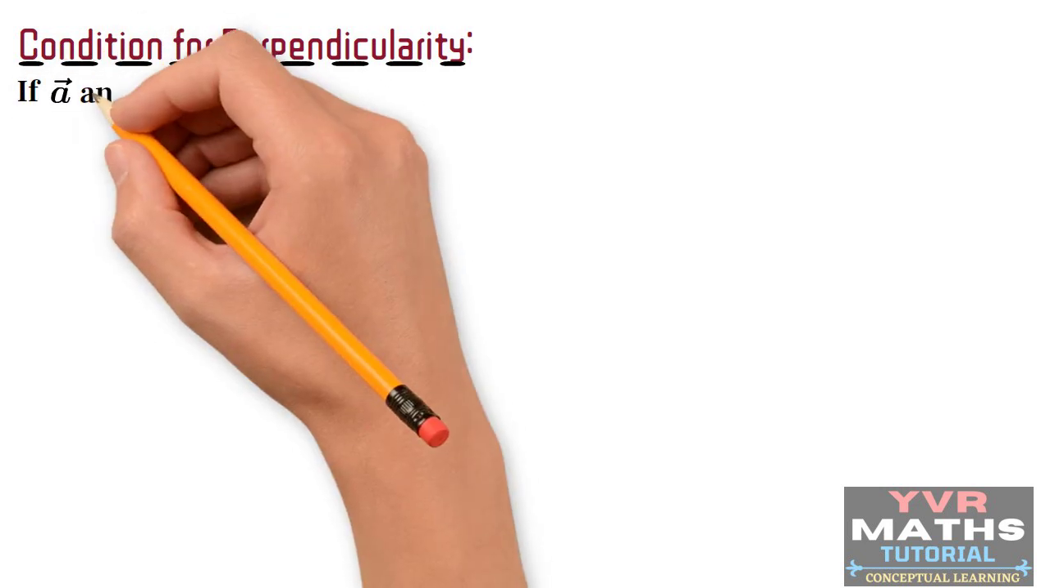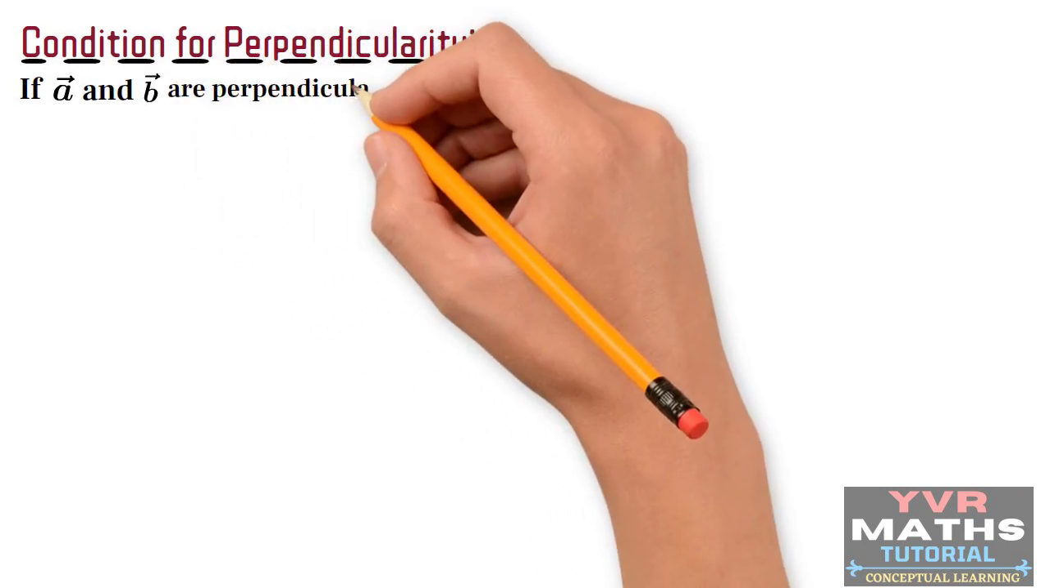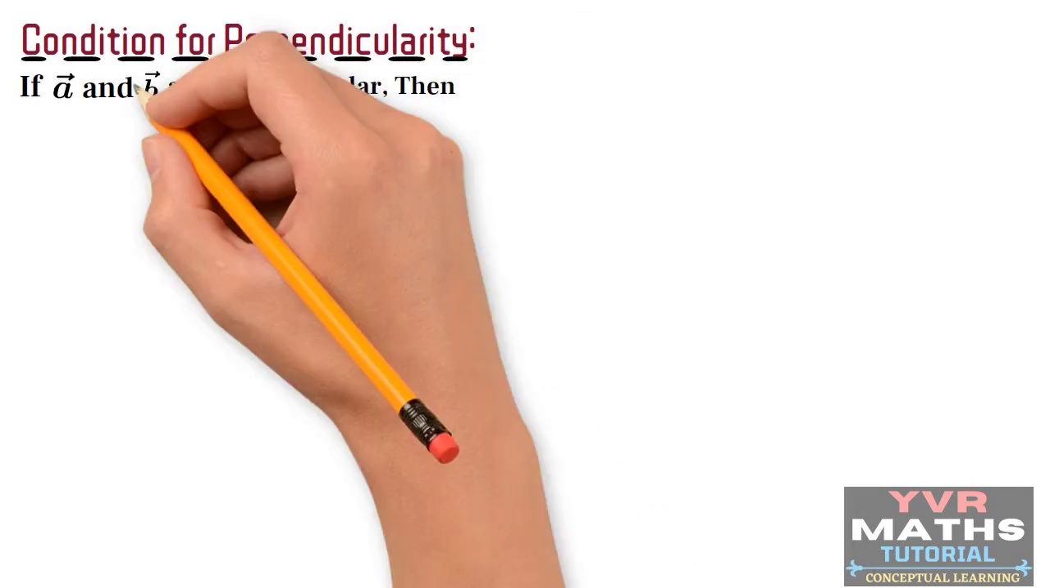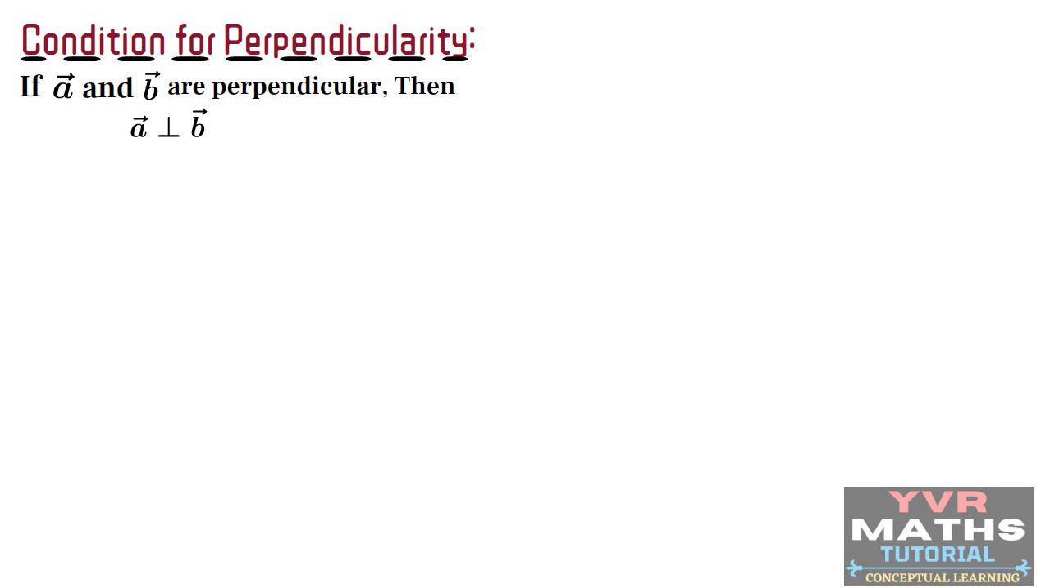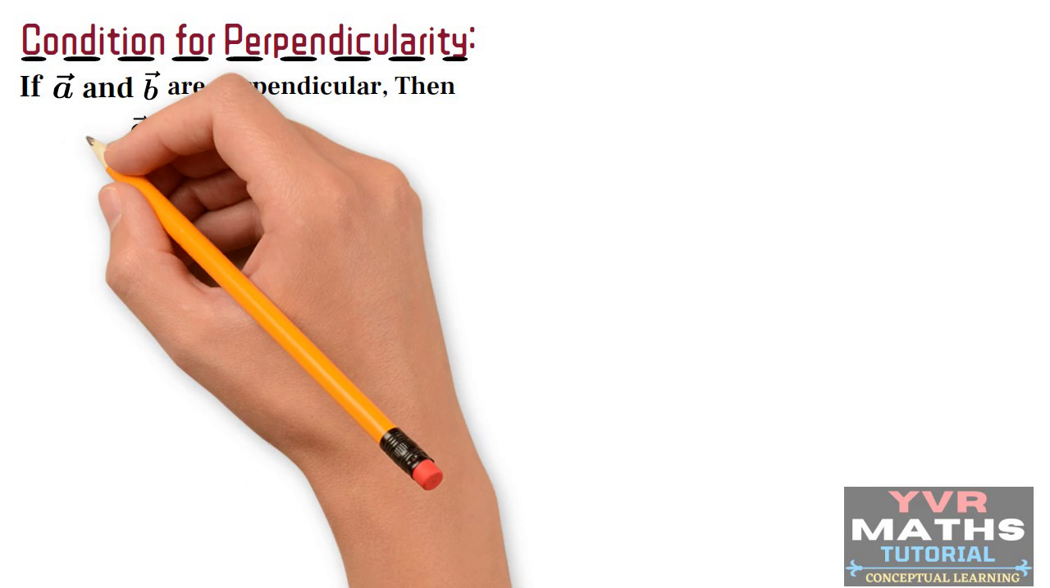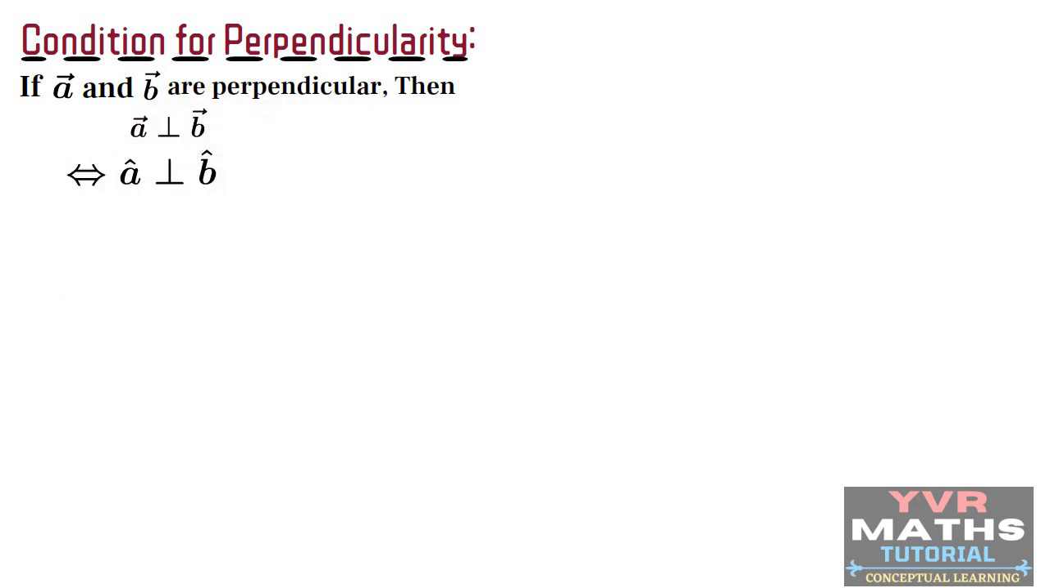That means if A bar and B bar are perpendicular, then A bar is perpendicular to B bar. If A bar is perpendicular to B bar, it means the unit vector in the direction of A bar and the unit vector in the direction of B bar also should be perpendicular. That means A cap is perpendicular to B cap.